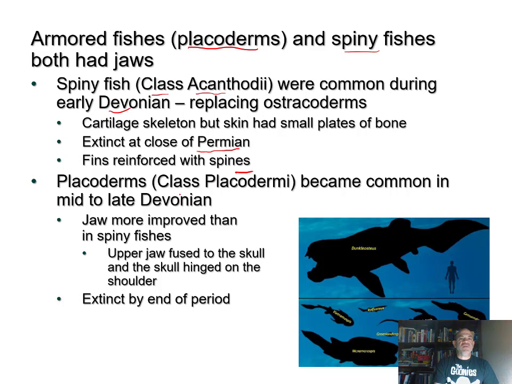And then the placoderms, the class Placodermia is the name for this group. They became common in the mid to late Devonian. So we have fishes that are occurring together. And here the jaw was more improved than in the spiny fish. The upper jaw was going to be fused to the skull, and the skull hinge on the shoulder, and that again is going to allow for much wider gape for the mouth. And then these were extinct by the end of the Devonian.